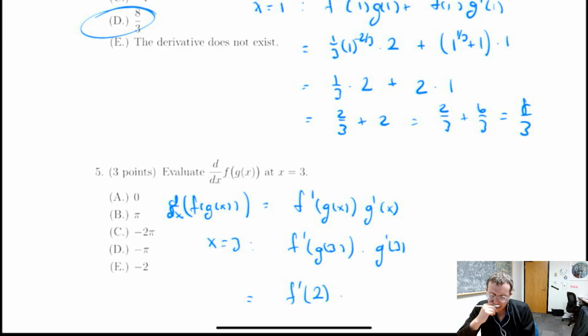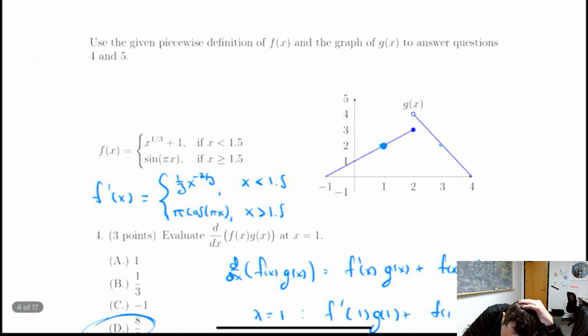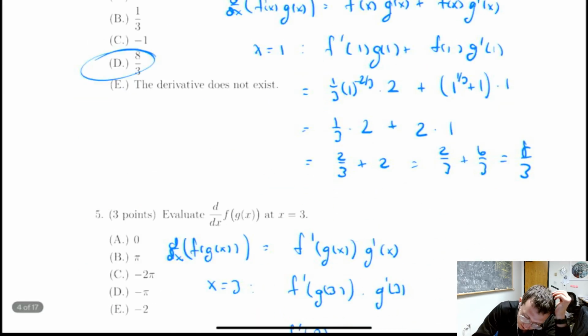G prime of 3 is the slope of the tangent line at 3. Once again, no, the slope is not -1. If I go over 1, that means I go down 2 units. So that's a slope of -2.